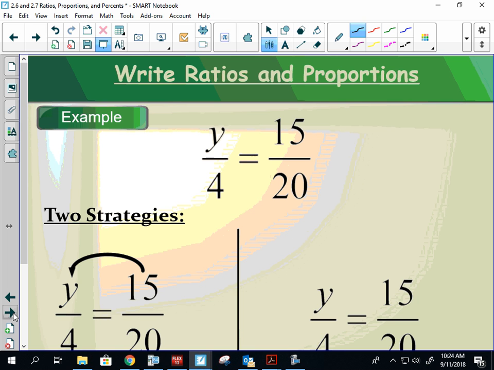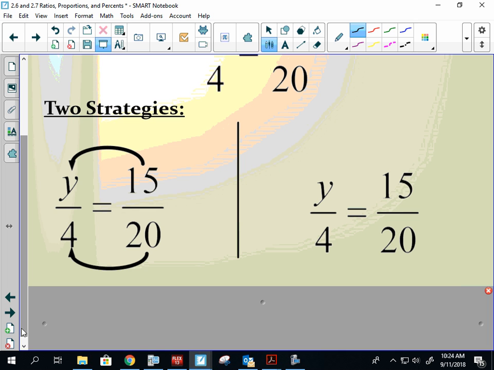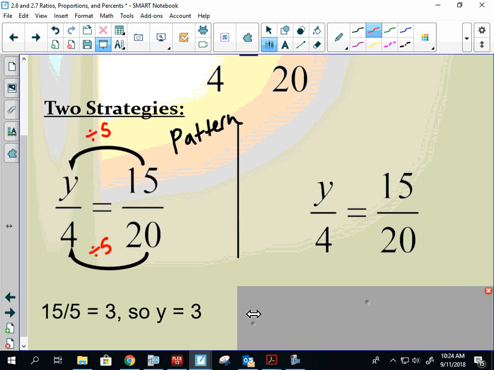Example, how do I solve with proportions? So here's an example of one. I have y to 4 is equal to 15 to 20. Here are 2 very simple strategies. Strategy number 1 is you look for a pattern. The pattern that I see here is how do I get from 20 to 4? Well, I divide by 5. Because these things are in proportion, the pattern must hold up top, so it must be 15 divided by 5, and that means that y is equal to 3. And then I'll see that 3/4 is equal to 15 over 20, so y is equal to 3 is my answer. That's strategy number 1, find a pattern.